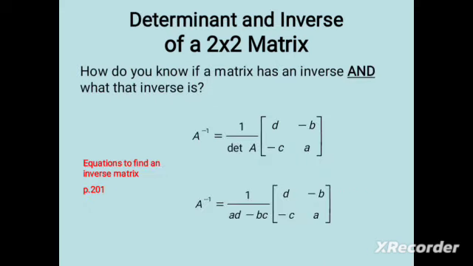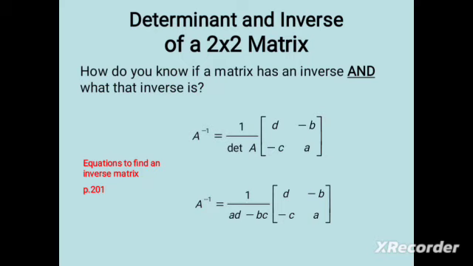So let's now look at the determinant and inverse of a 2 by 2 matrix. Now, how do you know if a matrix has an inverse and what that inverse is? So of course, I have A inverse. A inverse can be given by, if you want to find the inverse of a certain matrix, it will be given by 1 over determinant times the transpose. Transpose is interchanging the elements in the main diagonal and reversing the signs in the other diagonal. That is what transpose means.